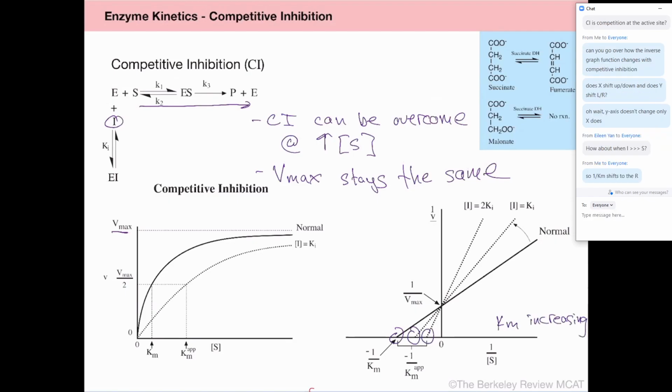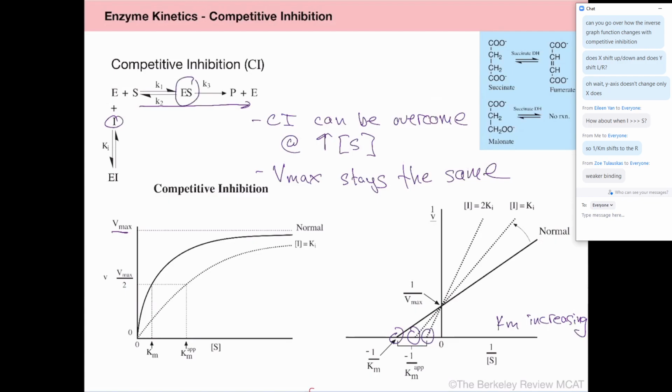What does Km increasing mean? If Km gets bigger, what does that mean? Weaker binding, exactly. You have weaker binding in the enzyme-substrate complex because you've got this competitive inhibitor right here, competing for that binding. It's going to bind weaker. Awesome.